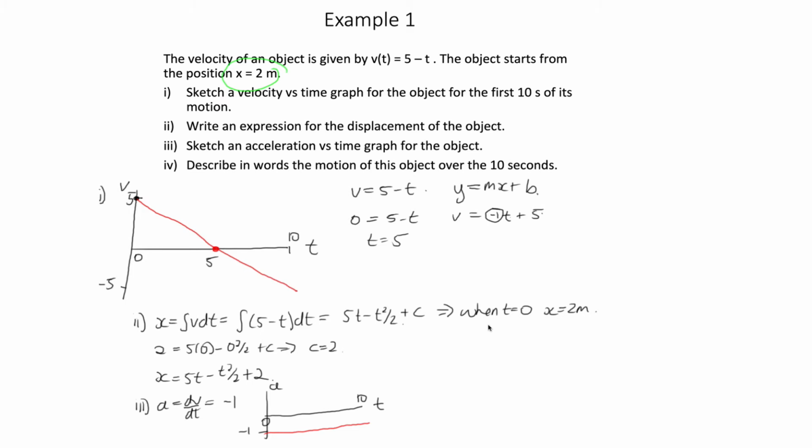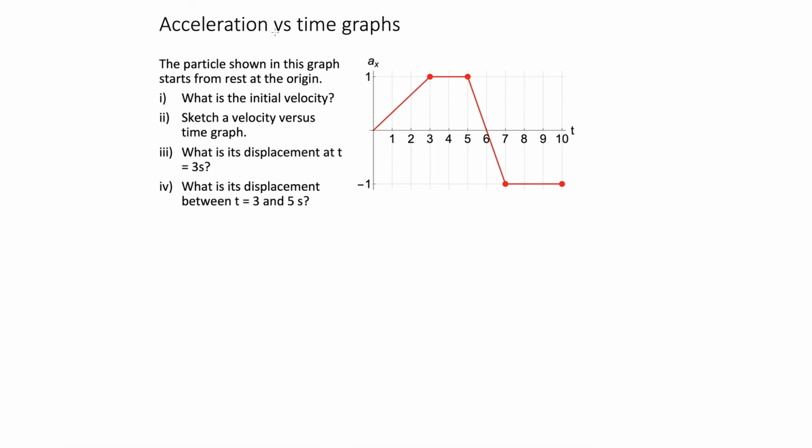5 meters. Okay, so another example problem with an acceleration versus time graph. So we're told that the particle shown in this graph starts from rest at the origin. The first question is, what is the initial velocity? Well, that's really not too hard because the question tells us that it starts from rest. Now, if it starts from rest, that means that the initial velocity is 0.